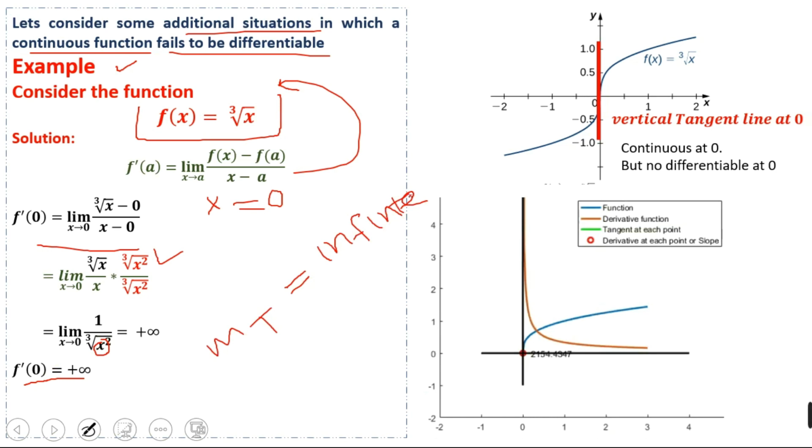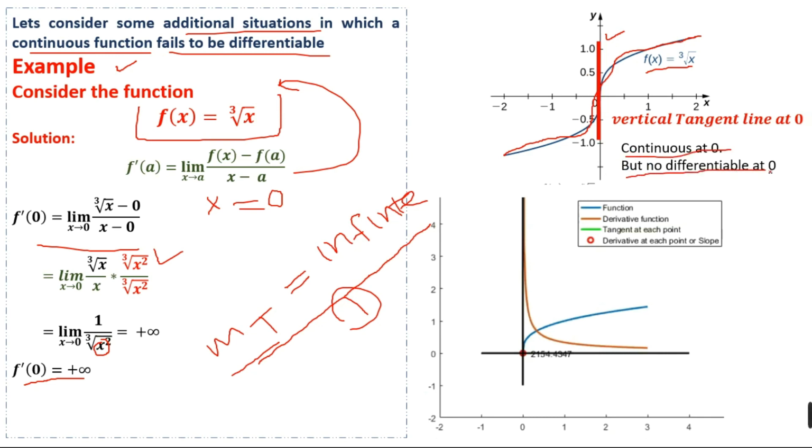Okay, so when the function has a tangent line with infinite slope, at that point the function is not differentiable. This is the graph of the given function that is continuous everywhere. f of x is equal to the cube root of x, and at x equal to 0 the function has a tangent line with infinite slope. This means at that point the function is not differentiable. So the function is continuous at 0 but not differentiable at 0.